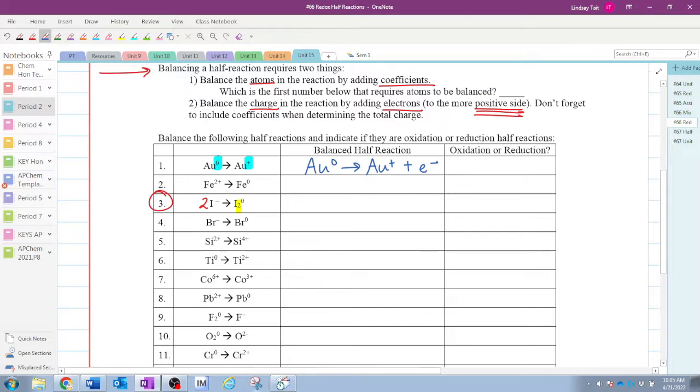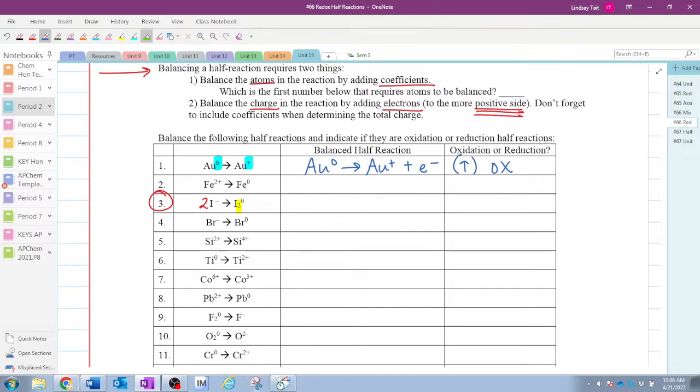That's it. Because now the plus 1 of the Au plus and the negative from the electron, that adds up to 0, and that equals a 0 on the other side. And then my oxidation number, it went from 0 up to plus 1. So is that oxidation or reduction? If your oxidation number goes up, that's oxidation. Remember, to be reduced, your oxidation number would be reduced. It would go down. So that's it. That's all I have to do there.